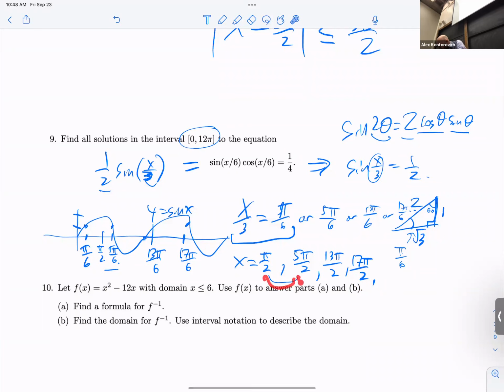This is jumping by 4. This is jumping by 8. This is jumping by 4. I'm going to jump by 8 to the next one. 17 plus 8 is 25 pi over 2, which is already more than 12 pi. So I'm done. These are the solutions.